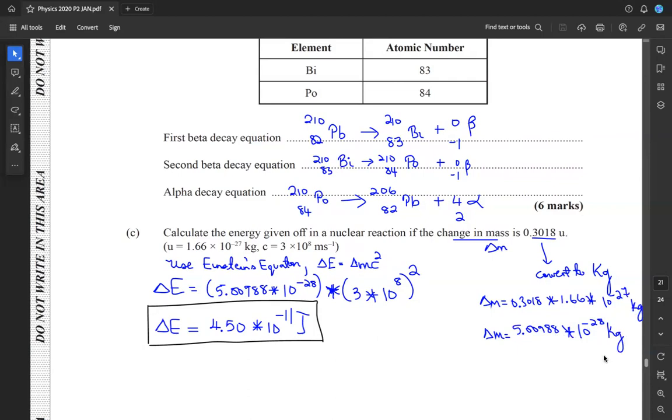So now we're in SI units, right? Okay, so all that we have to do from here is plug this delta M into our Einstein equation. And so delta E ends up being equal to 5.00988 times 10 to the negative 28, right? And then we're going to multiply that by the square of the speed of light. So we square the speed of light and multiply that by our delta M, and we'll come out with what our delta E is, or the energy given off in this nuclear reaction, as 4.50 times 10 to the negative 11 joules. So that's our answer, guys, right?